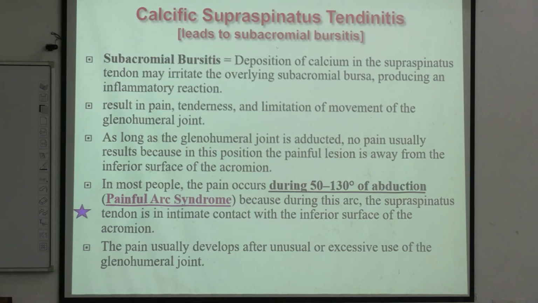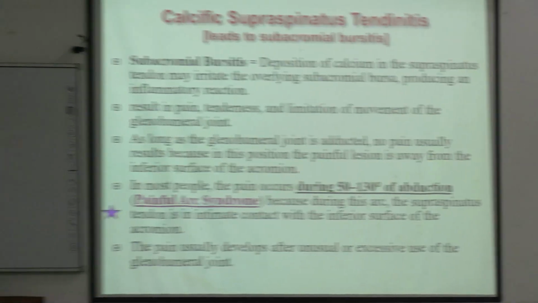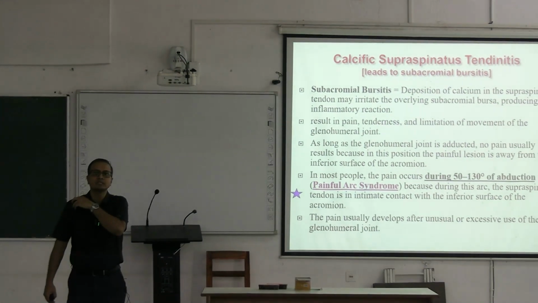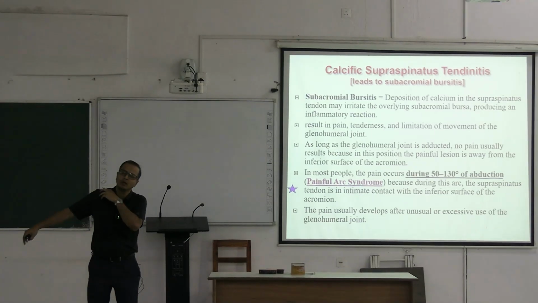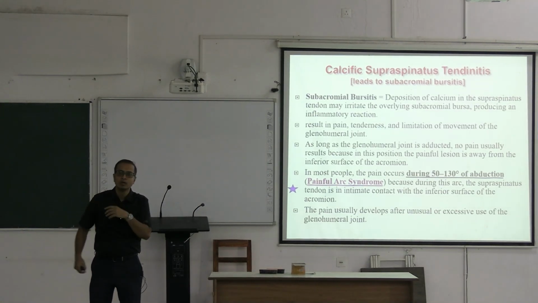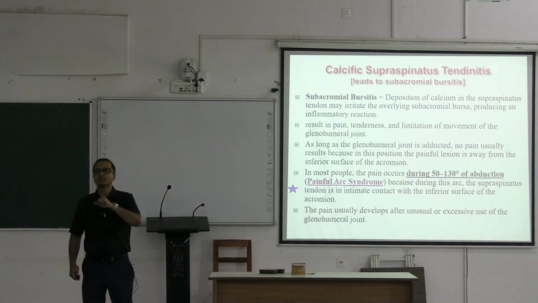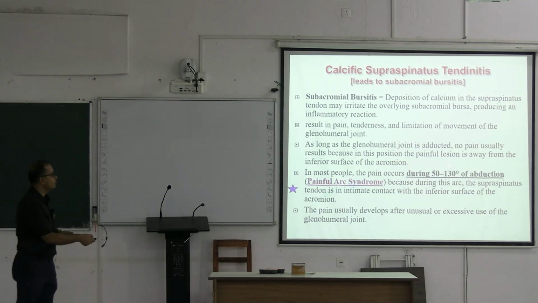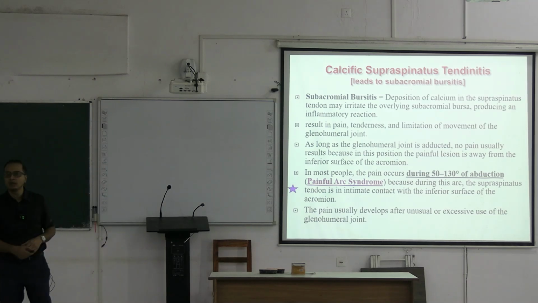Then what happens? Whenever the person is trying to move this shoulder away, this calcium deposit is impinging on the acromial process, and the patient experiences pain; the more it spreads away, the person cannot do it anymore. So, there is a restriction of movement happening between 50 degrees and 130 degrees abduction.